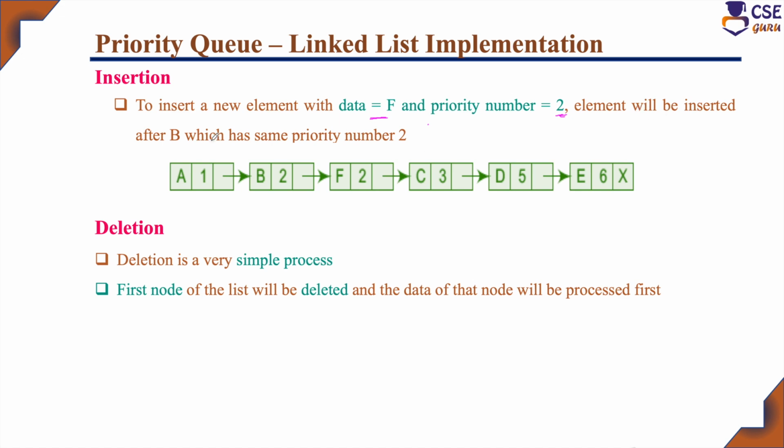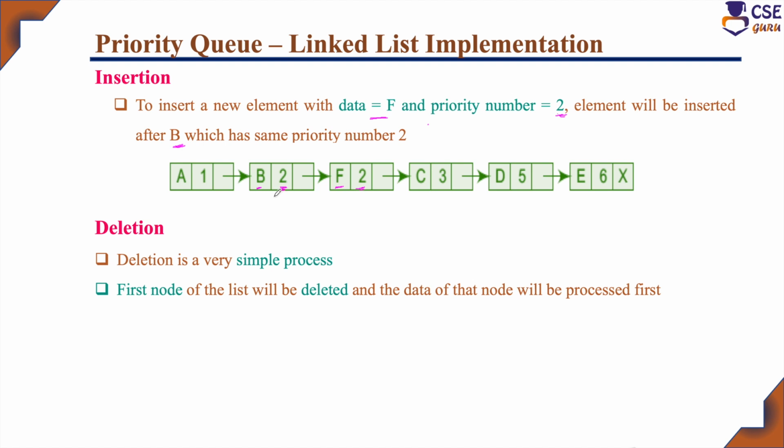The element will be inserted after B because a node with priority number 2 is already there in the linked list. Now the element with the same priority we are going to insert as a new node. That is, an element already exists in the linked list with this same priority, in the sense this new node will be inserted after that same priority element. So here element F with priority number 2 will be inserted after element B with priority number 2.